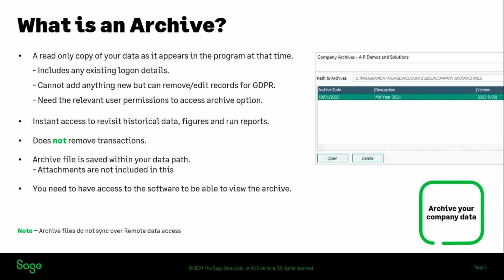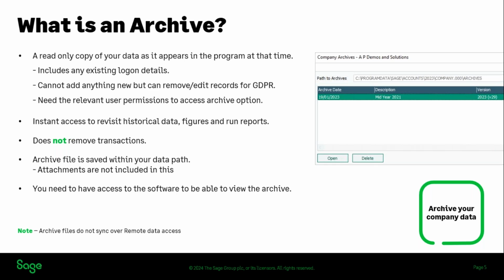With the archive, you can't add anything new to it in terms of transactions. You couldn't go into an archive and start processing, because the purpose of the archive is that it's there for reporting purposes. But you can edit certain records for GDPR purposes, so removing things like contact names and personal information. You do need to have the relevant permissions to access the archive, so you need to make sure that you're logging in as manager or a user who has been granted access to that feature.